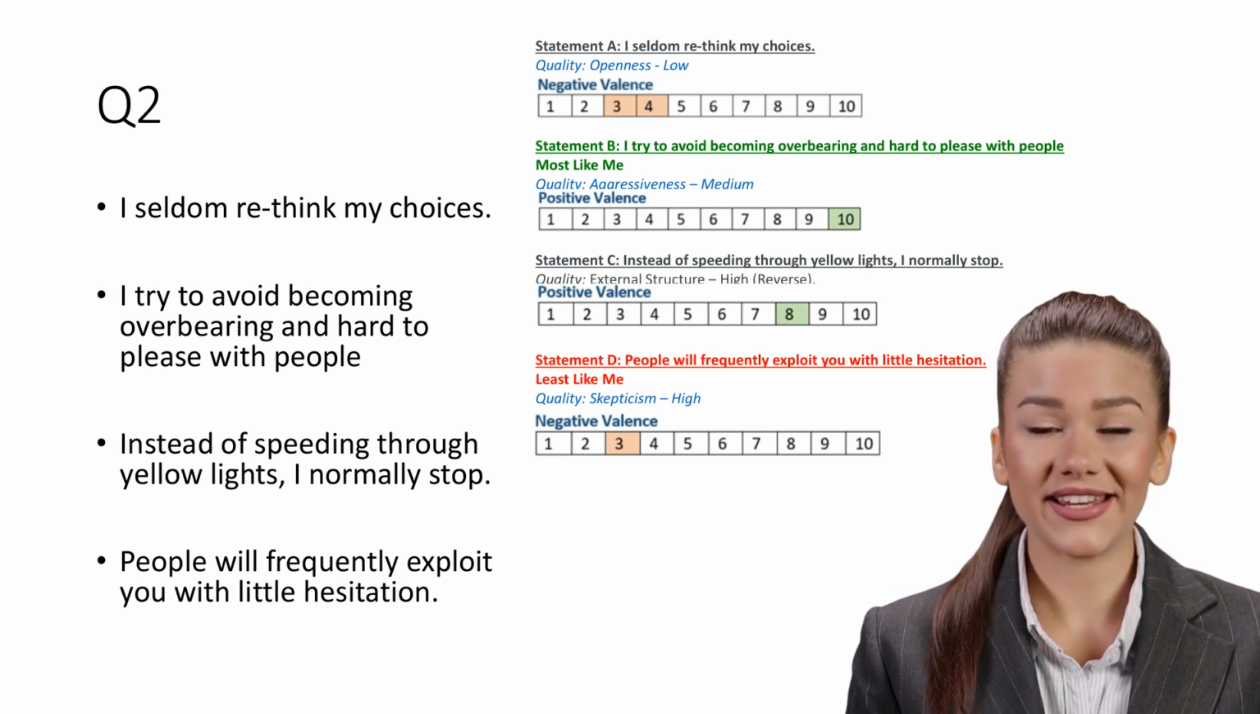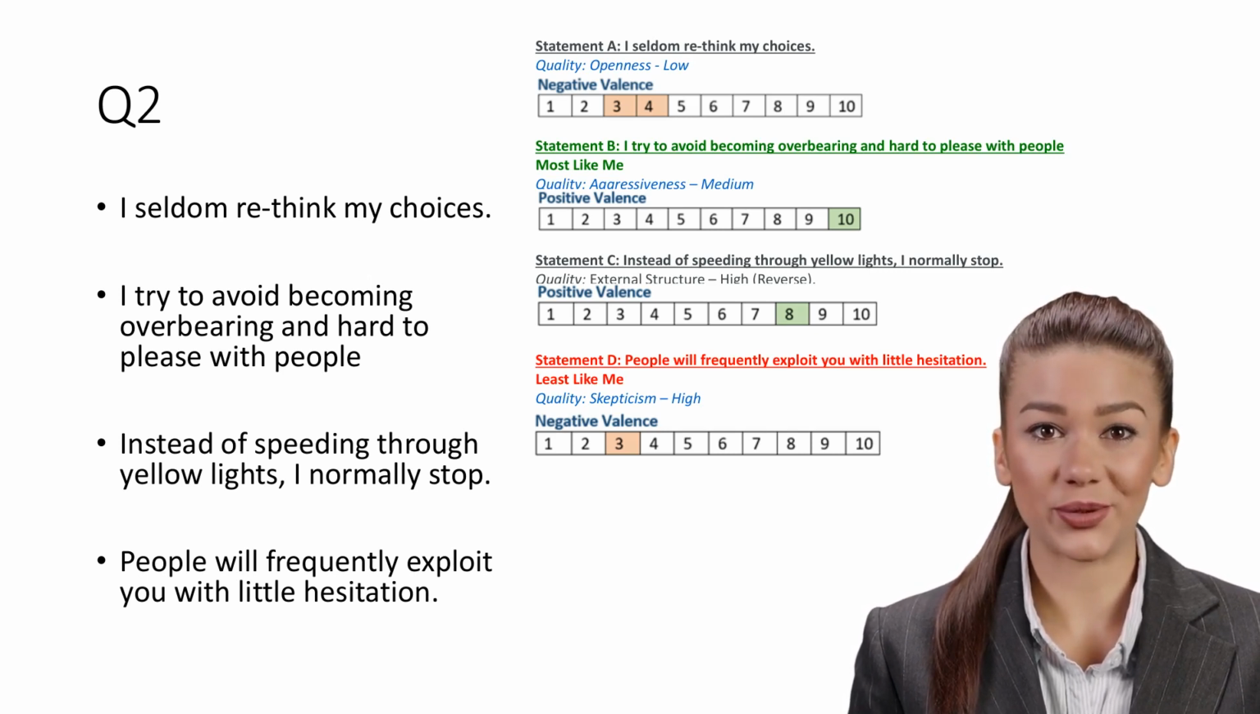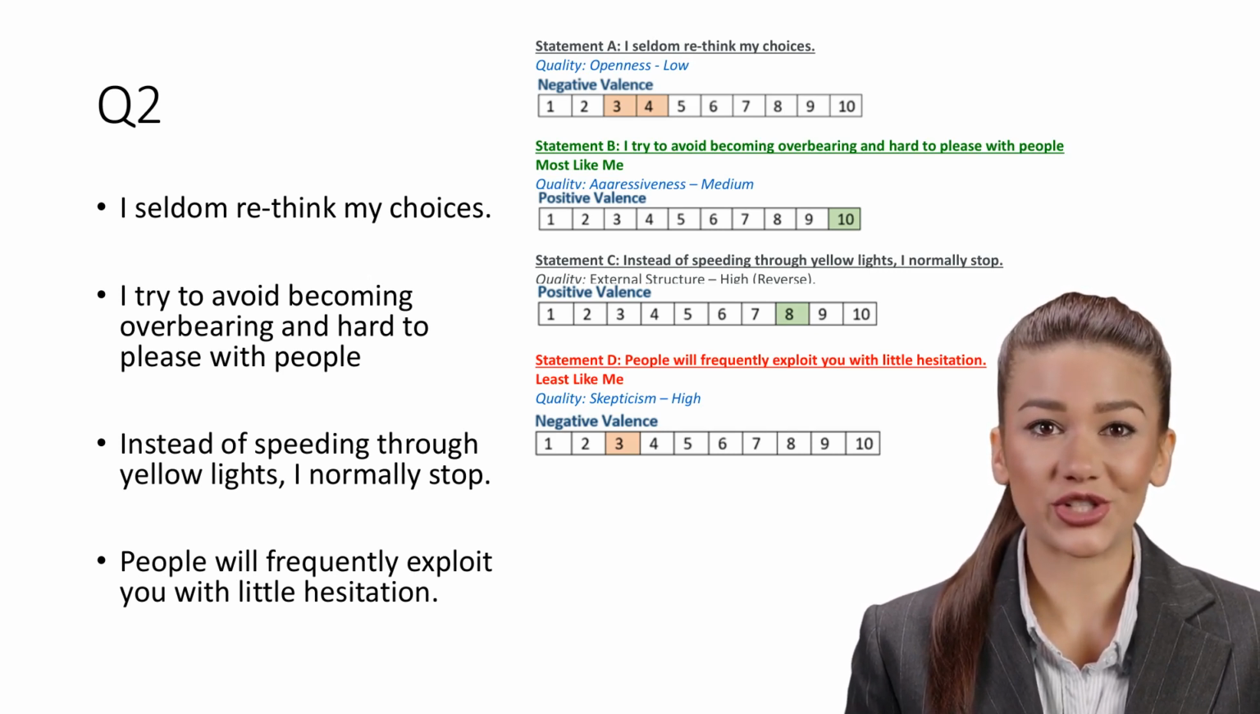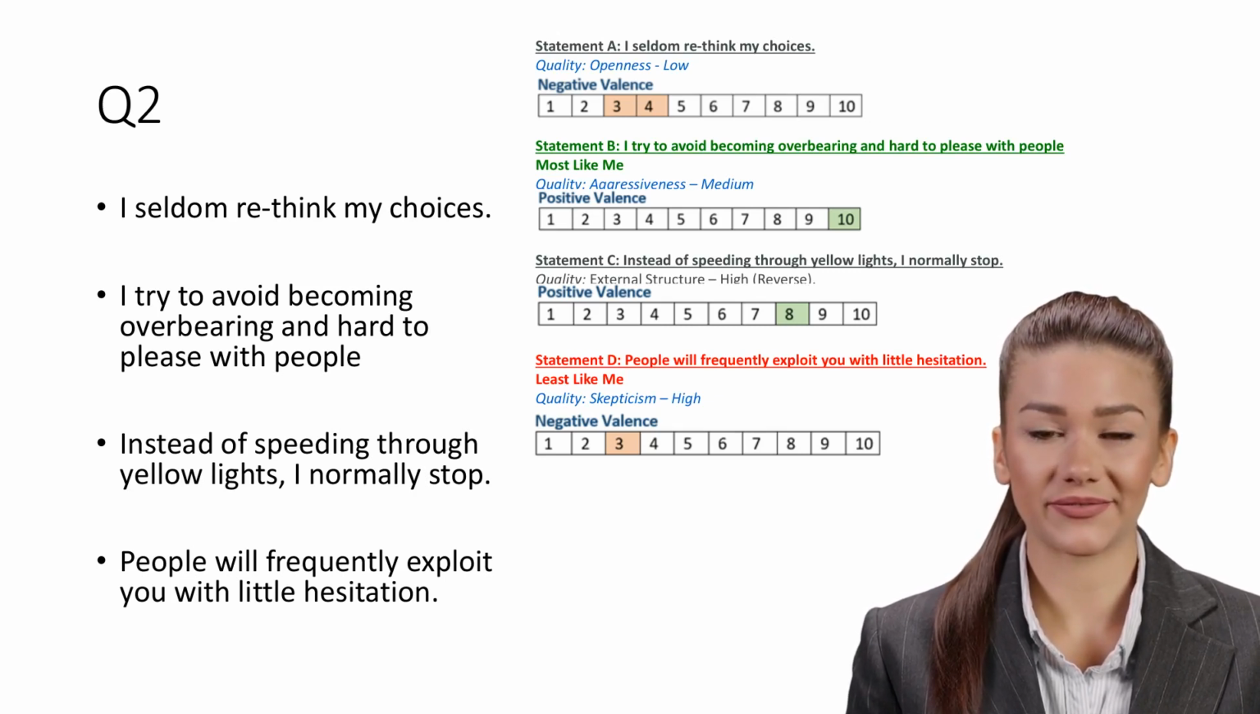Statement C. Instead of speeding through yellow lights, I normally stop. It evaluates quality, external structure, high, reverse. Avoiding running through yellow lights, while not a directly work-relevant behavior, is not negative and also demonstrates awareness of essential guidelines such as safety. A capacity to cooperate and operate as a team player is a positive.